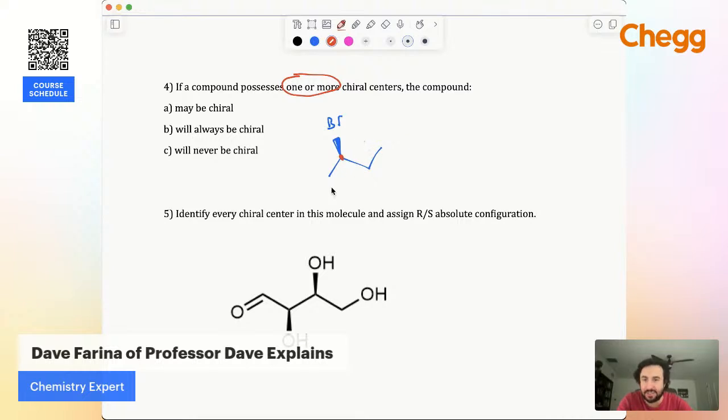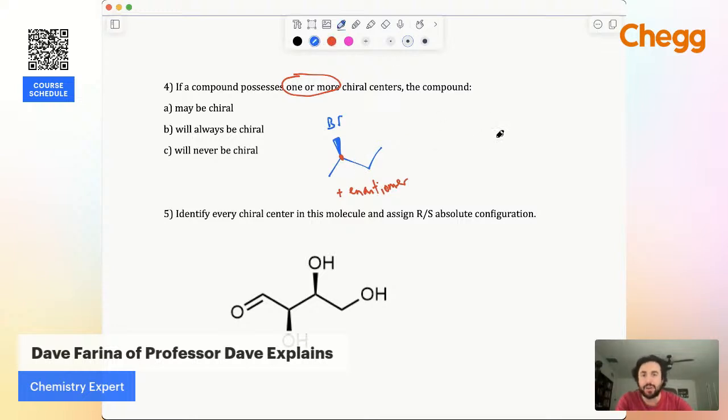It will have this enantiomer, right? The enantiomer is the mirror image. If you put the bromine on the dash bond instead of the wedge, you'll get the mirror image. The mirror image is called the enantiomer. So with one chiral center, it will be chiral.